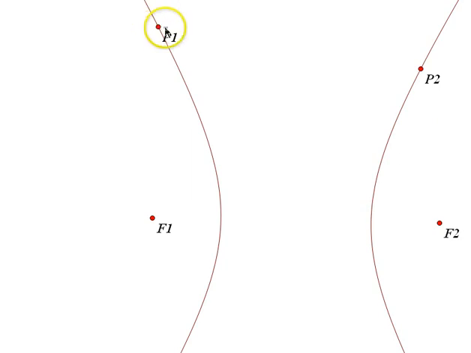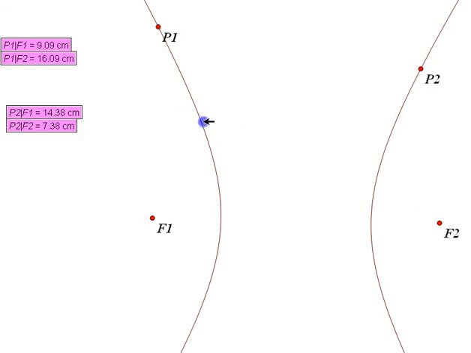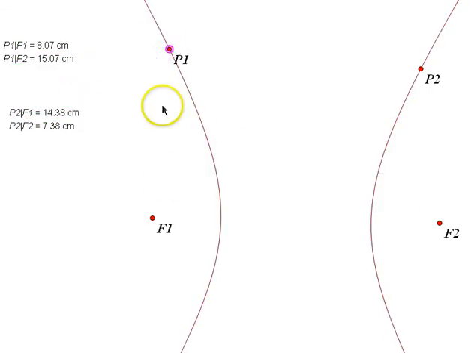If I take the distance of this point, P, to F1 and P to F2, we see we have some distances. From P to F1 and P to F2, these are the 2 different distances. And from P2 to F1 and P2 to F2, these are the distances. And as you can see, they change as the points move on the hyperbola.